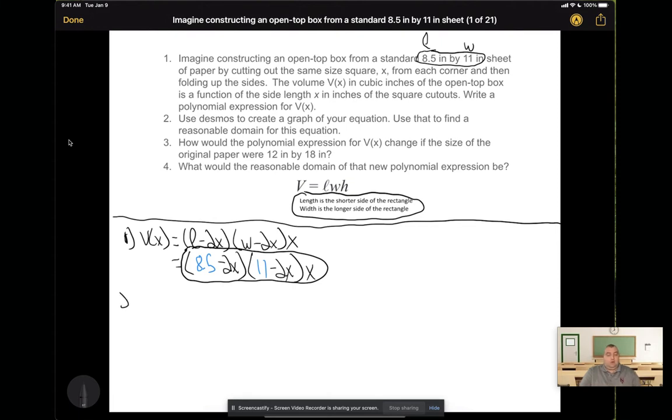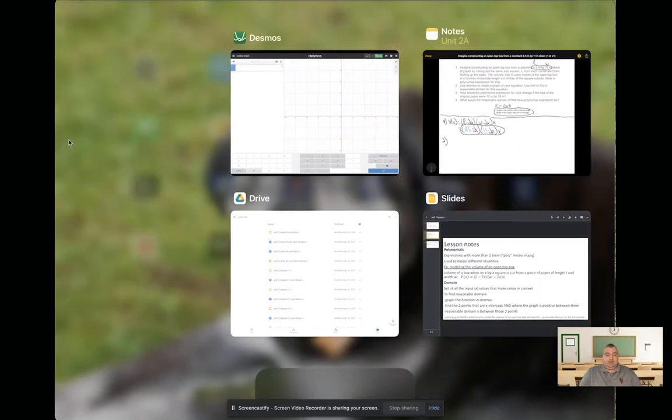So that's number one. Number two, use Desmos to create a graph of your equation. Use that to find a reasonable domain for this equation. So we're going to graph this equation here that I did in number one. We're going to graph that on Desmos. So if you're using a computer, you can just go to desmos.com. If you're using a smartphone or a tablet, there's a Desmos graphing calculator app that you can download. That's what I'm going to use on my tablet here.